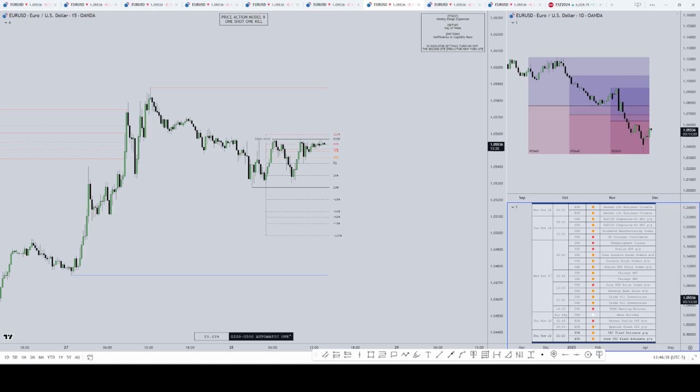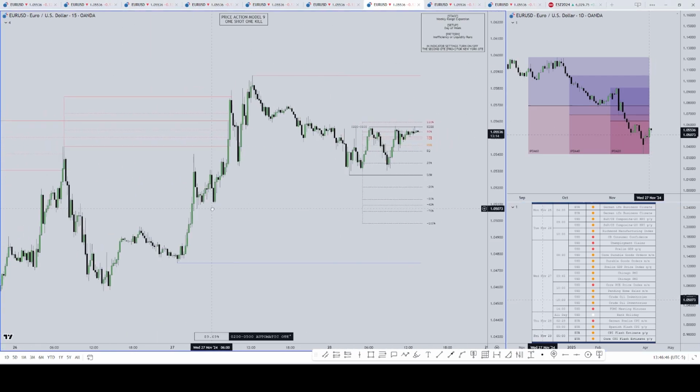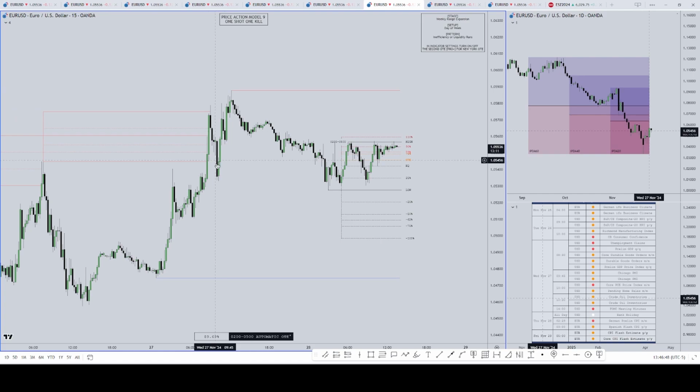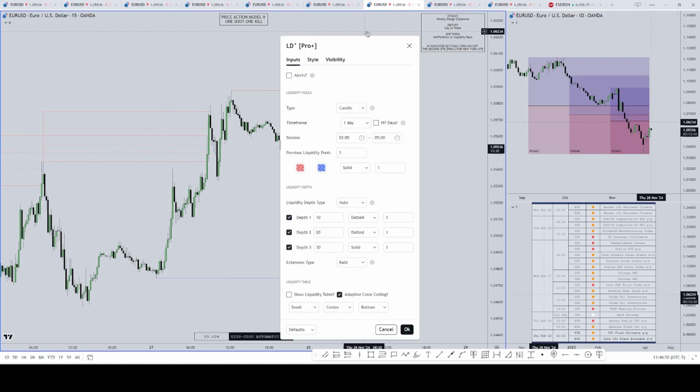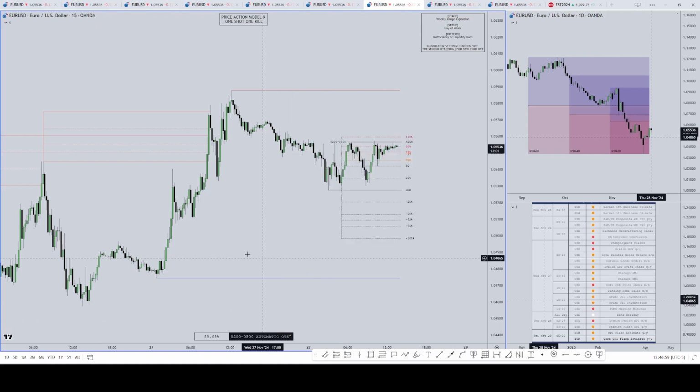Look at this. Do I see some nice fibs being used? It's a 50-minute chart. So what have we put on the 50-minute chart? We've put on the liquidity depth right here. What are the settings? Previous 3 daily liquidity pools, candle 1 day, anchored IPDA. I love the anchored IPDA lookback. That's a banger as well.